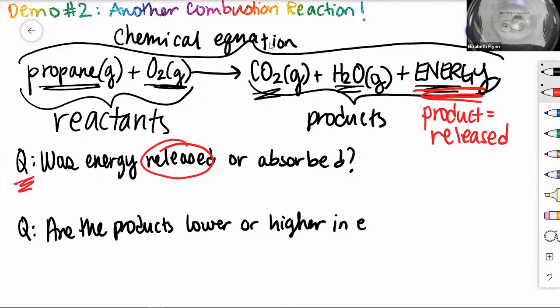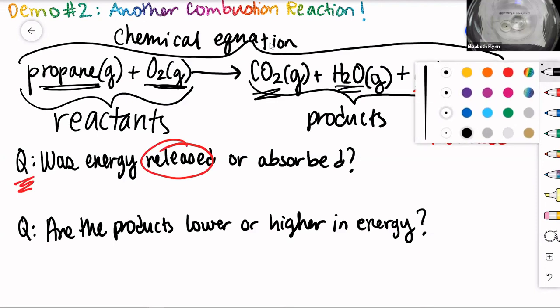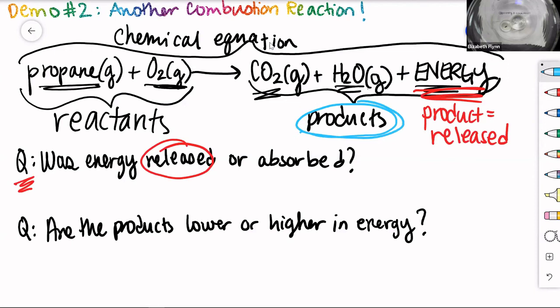So the other question over here is, are the products lower or higher in energy? Are the products lower or higher in energy? All of these over here. Since energy was released, do these products have less energy than the reactants or more energy than the reactants? Are they lower or higher?